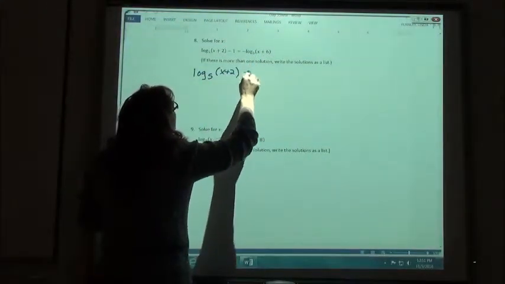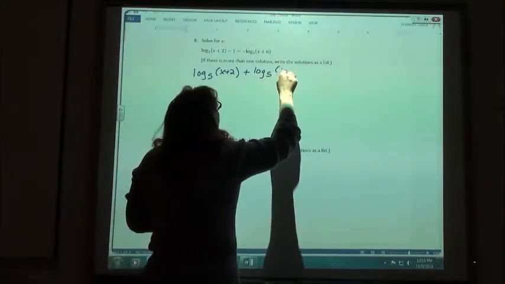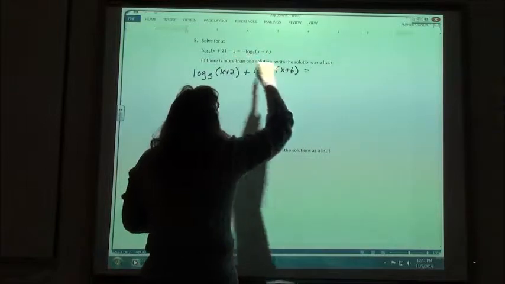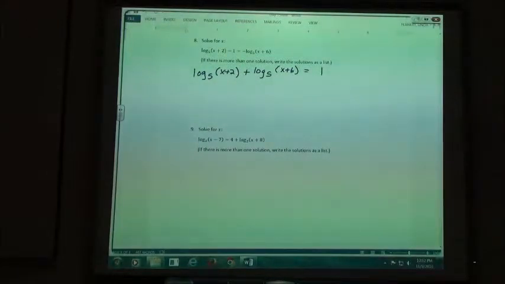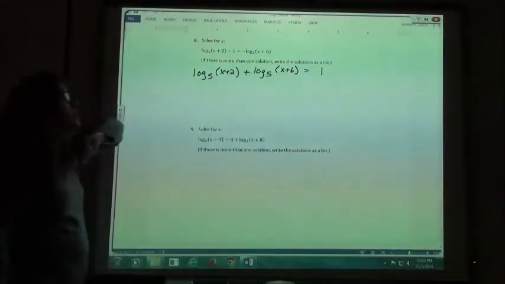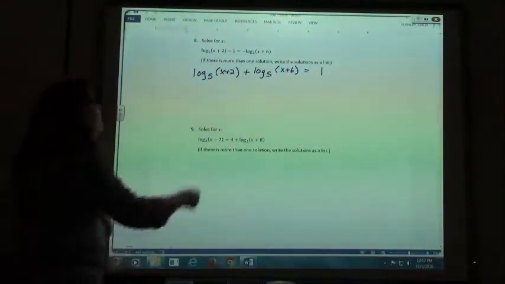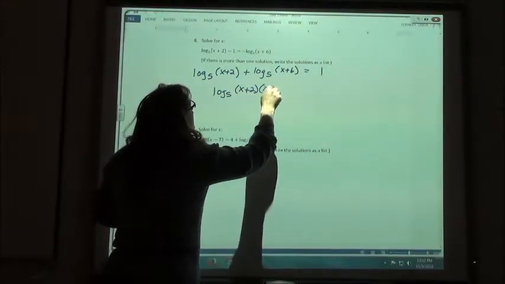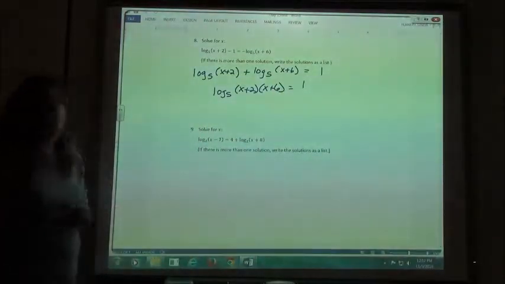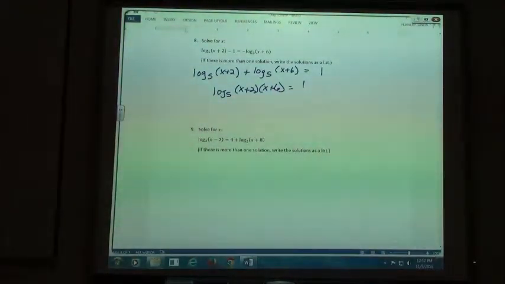This is going to become plus log base 5 of x plus 6. And then I'm going to move my 1 over to the other side, so it's going to be a positive 1 instead of a negative 1. So now I can combine my logarithms into a single expression since they're both log base 5. So I would have log base 5 of x plus 2 times x plus 6 equals my 1. So if I rearrange that into exponential form, I would have what?